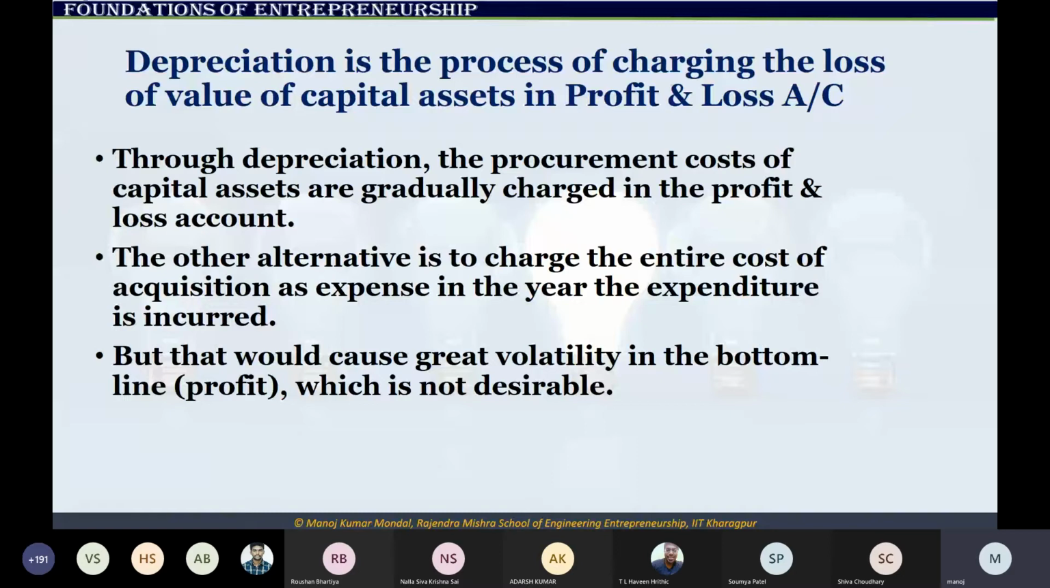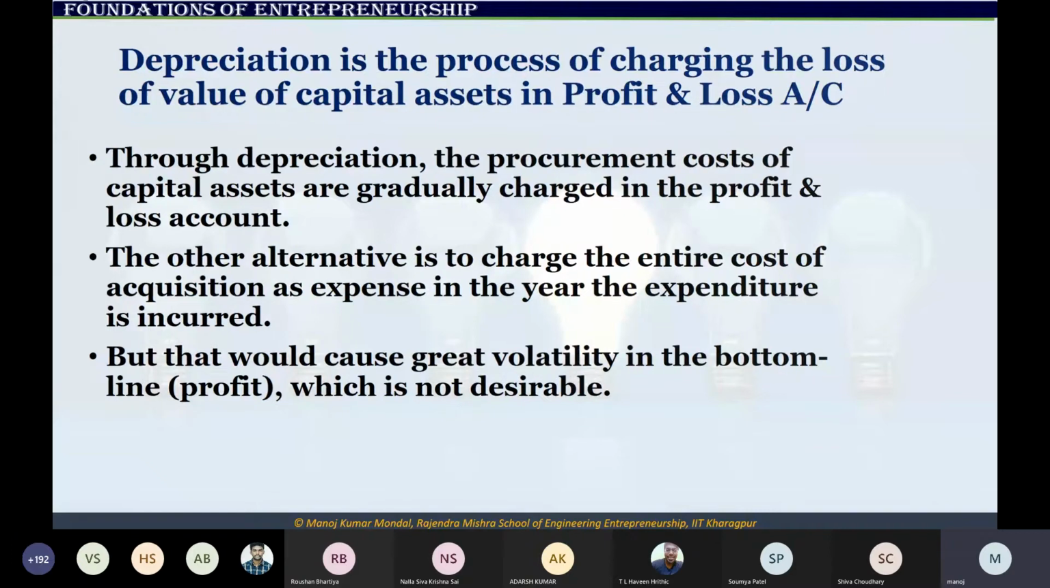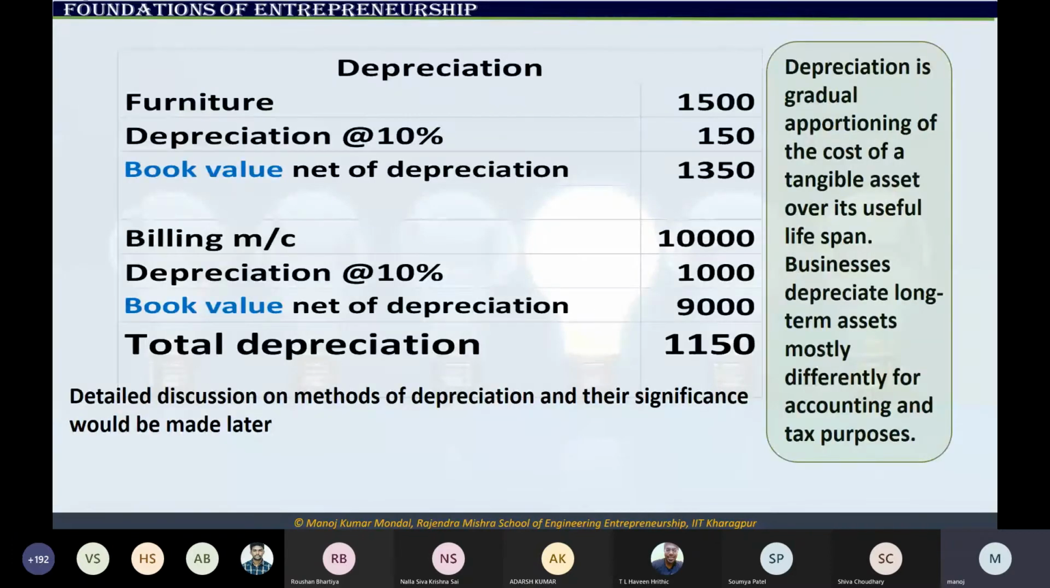So that is why it is called a non-cash expense. This money remains with you. You don't take it home, but it remains in the business. So depreciation and amortization is nothing but a non-cash expense. Remember this. I have to be faster.